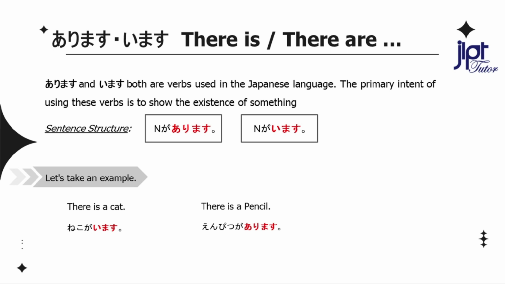Sentence structure: N ga arimasu. N ga imasu. Where N is the subject or the thing, and ga illustrates that there is a subject in the sentence. Let's take an example.